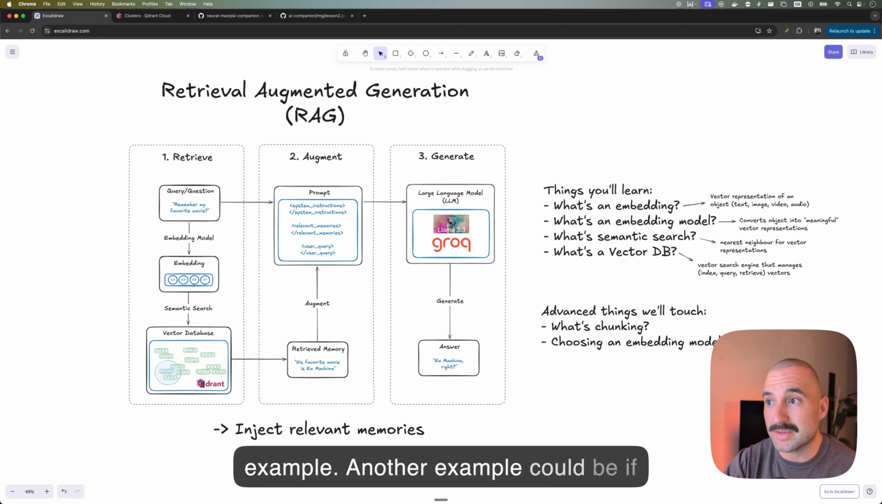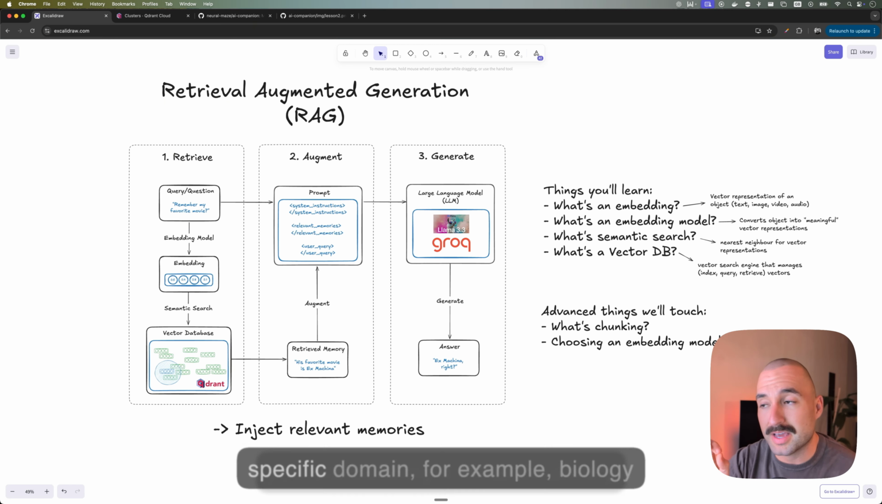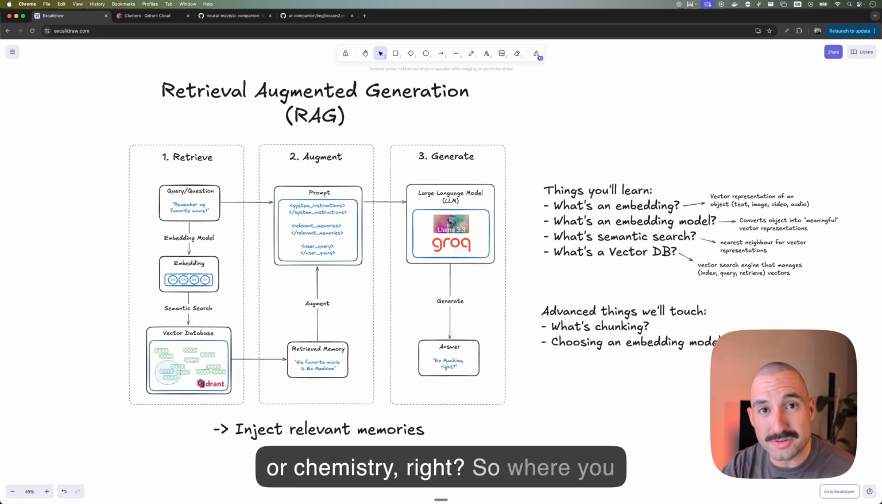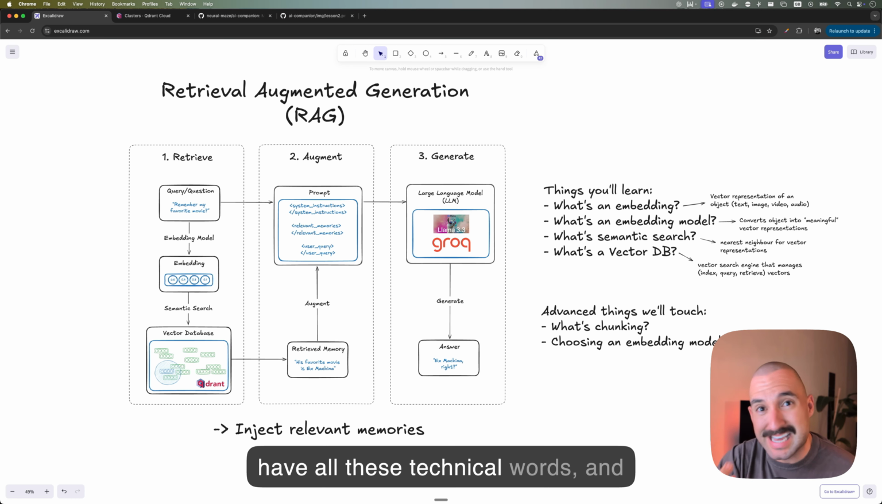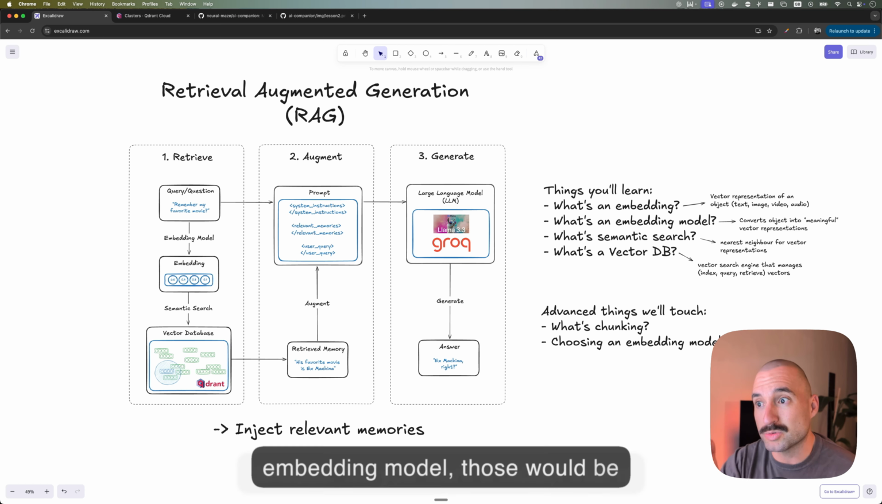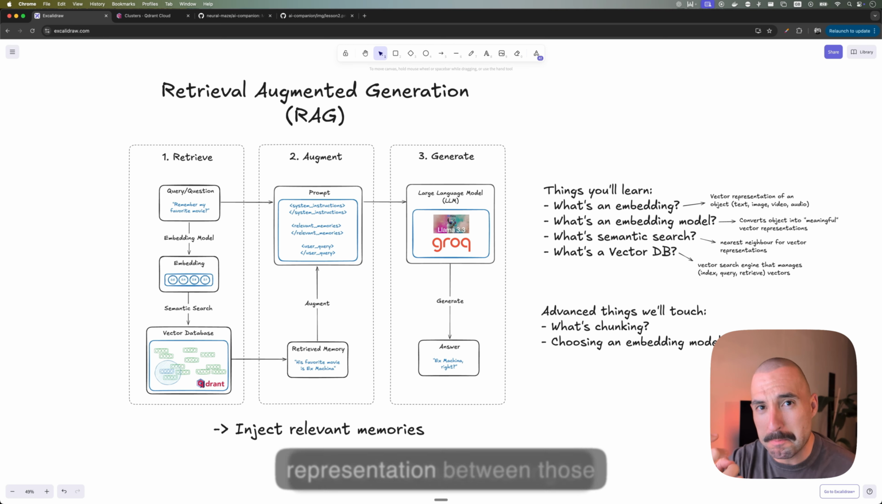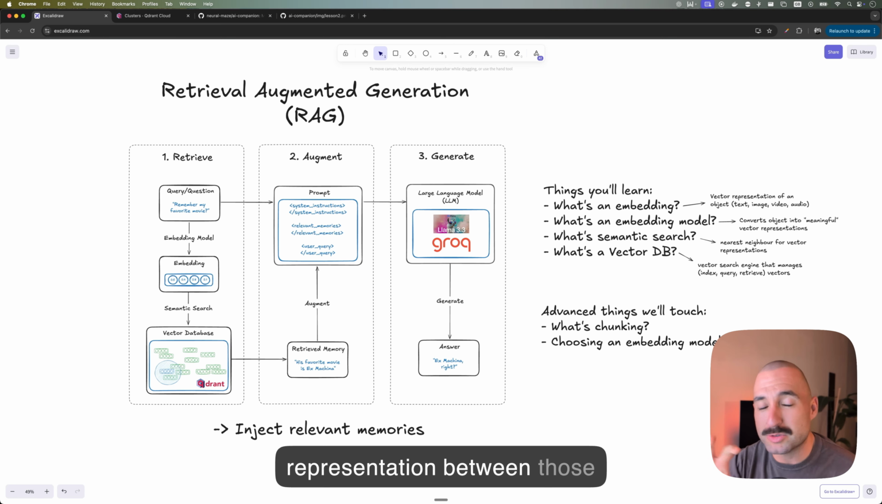Another example could be if you are building a RAG for a very specific domain, for example, biology or chemistry, where you have all these technical words, and if you use a generic embedding model, those would be diluted. So you want a model that is able to find that meaningful representation between those sentences and terms.